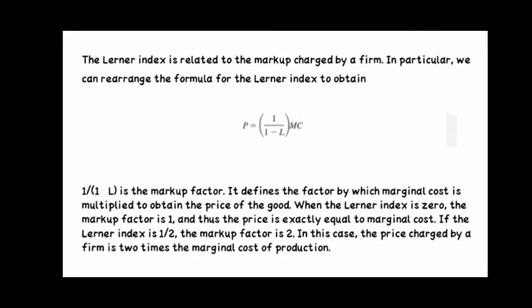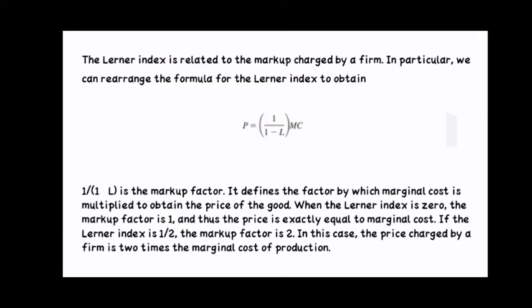The Lerner index is related to the markup charged by a firm. In particular, we can rearrange the formula for the Lerner index to obtain P equals 1 divided by 1 minus L, times MC, or marginal cost, where 1 divided by 1 minus L is defined as the markup factor. It defines the factor by which marginal cost is multiplied to obtain the price of the good.